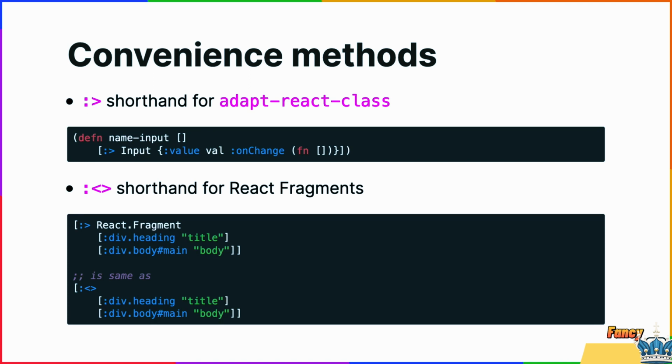The special literal :<> is a shorthand to create React fragments. The following two forms are identical. .heading and #main are shorthand versions of class heading and ID main respectively.